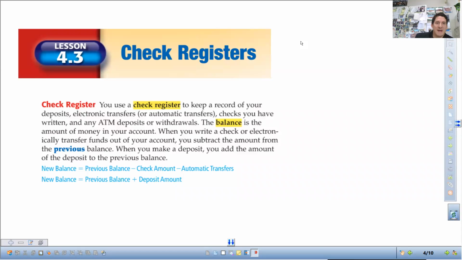All right, financial math classes. We're covering two sections in the McGraw textbook today. We're going to be talking about check registers as well as bank statements.